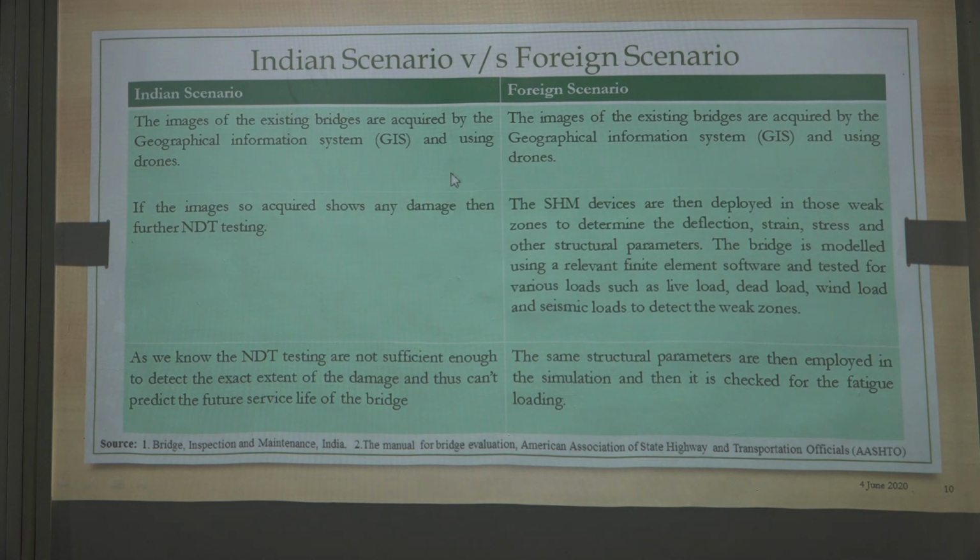So, what is the difference between the Indian scenario and foreign scenario? Why do we do this structural health monitoring study after taking the photographs? If the photographs show severe damage, then we do non-destructive testing on that particular site. And after the non-destructive testing, we come to a conclusion that there is a need for some retrofitting or this particular bridge requires some strengthening. So, this particular method is not that systematic.